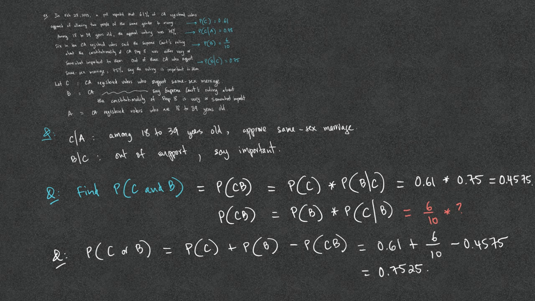Now, are C and B mutually exclusive? The answer is no, because the probability of C and B is not 0. What about B and C? Are they independent? No. The probability of B, which is 0.6, is not the same as the probability of B given C, which is 0.75.